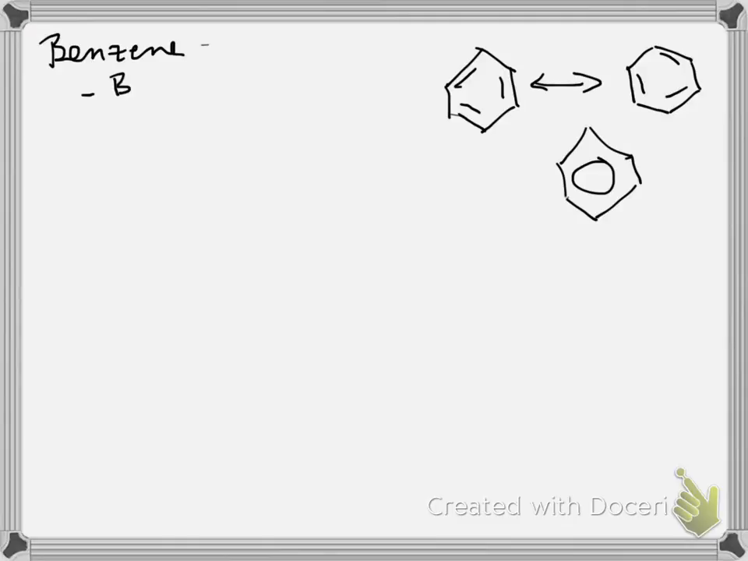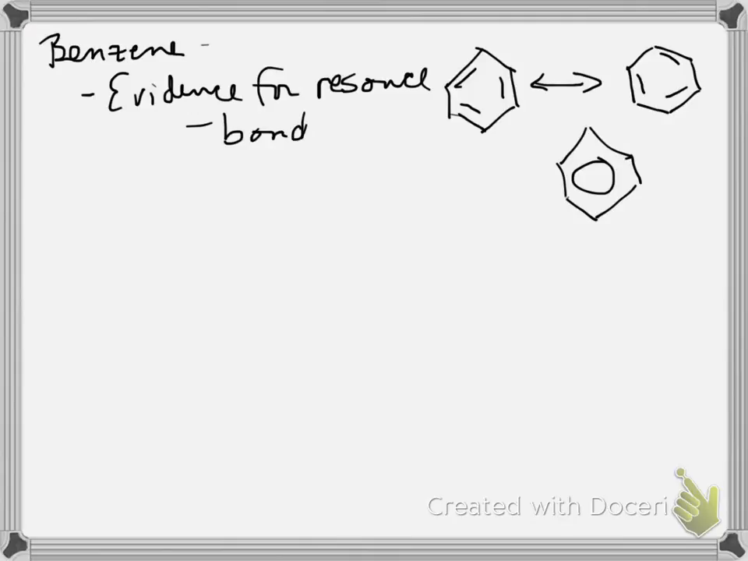Most importantly is bond length. I should say evidence for resonance is bond length. All of the bond lengths are the same, as opposed to the single bonds being longer than the double. If it was not a resonance structure, you would have a single bond which would be longer and weaker than a double bond, which would be shorter and stronger. Okay.